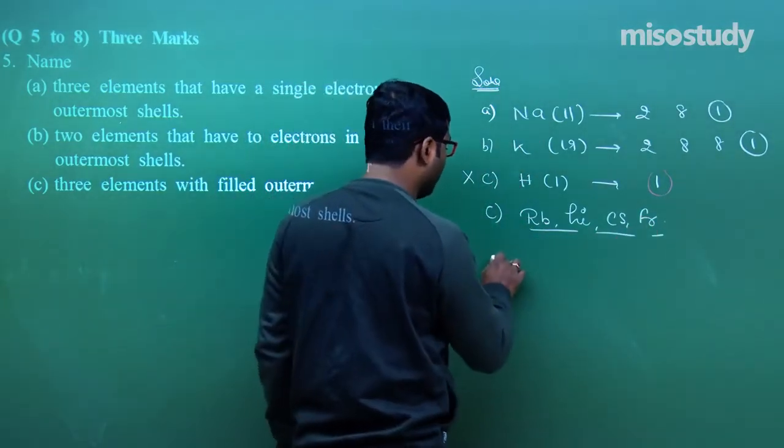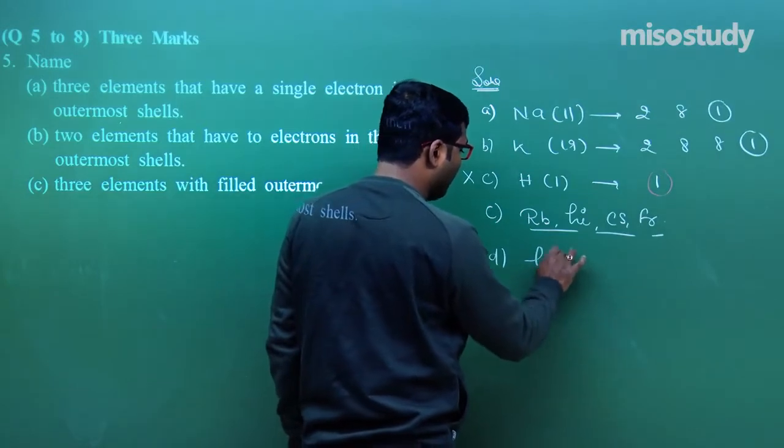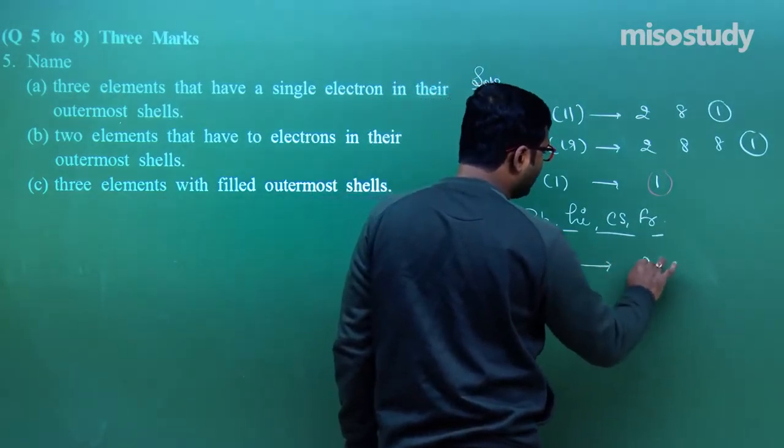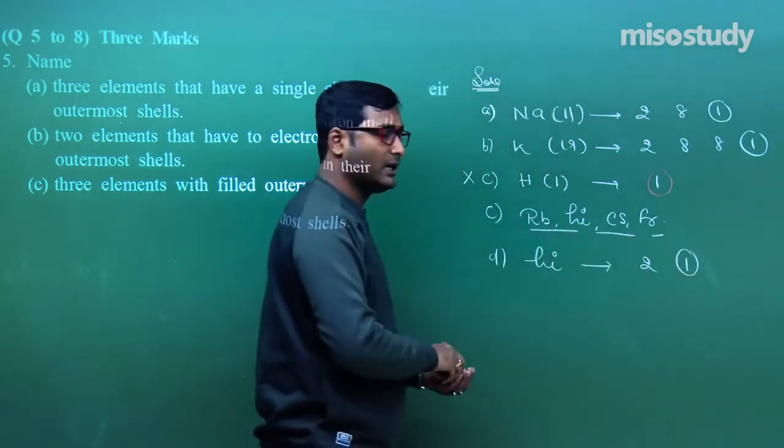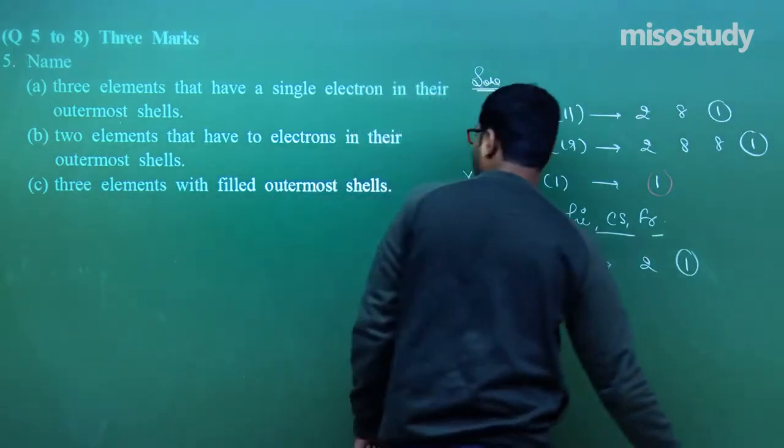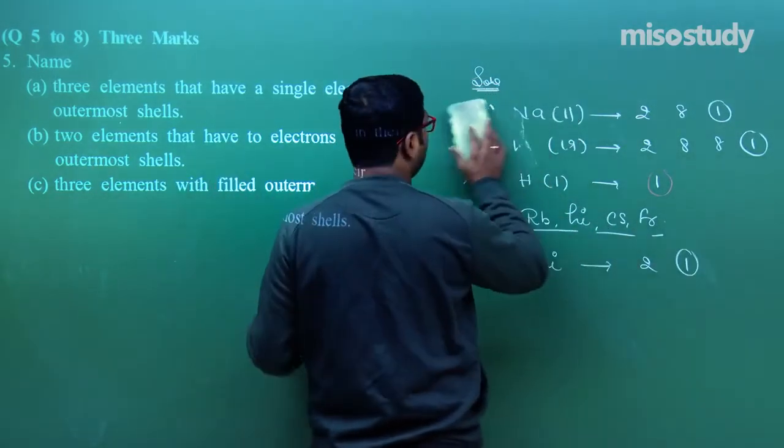For example, if anyone asks you to write down lithium, what will you write? How will you write? That is 2, 1. That is 1 electron. Clear? Yes, sir. Now let's move to question number 2.